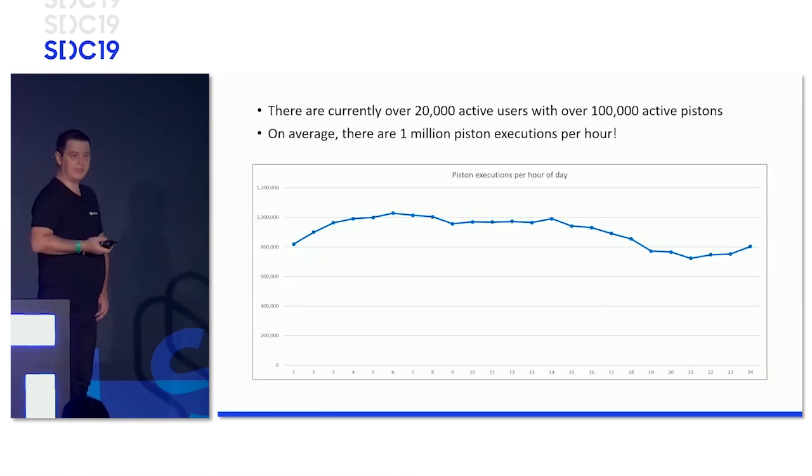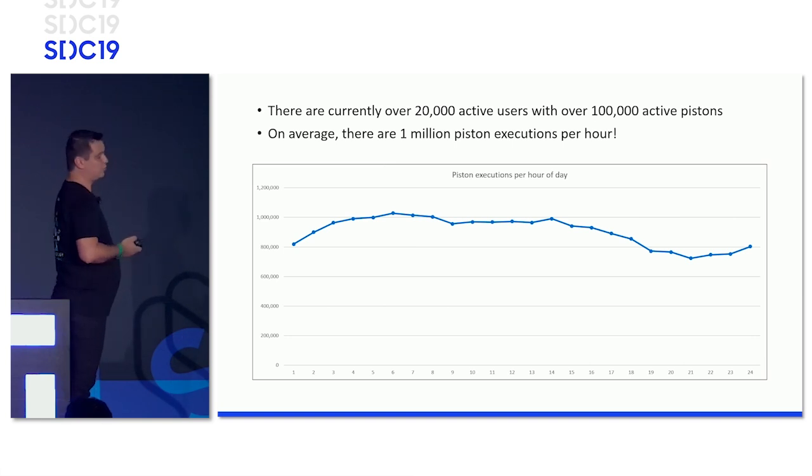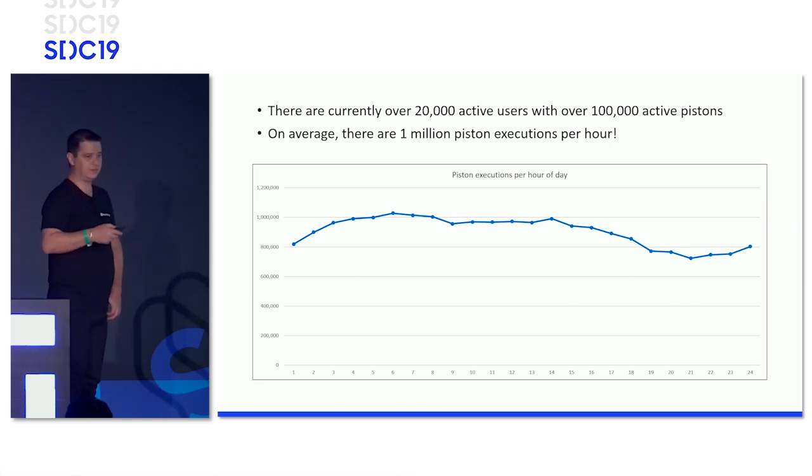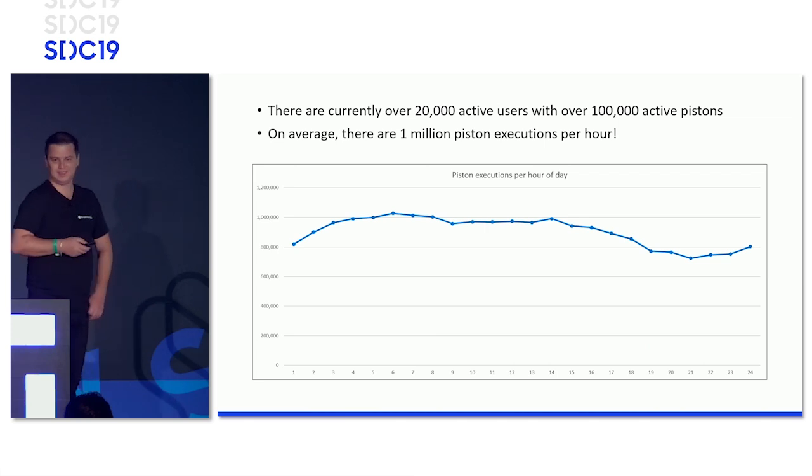For a little stats, there are currently over 20,000 active users using this, and they have over 100,000 active pistons. And those active pistons execute more than 1 million times every hour. That's a lot.